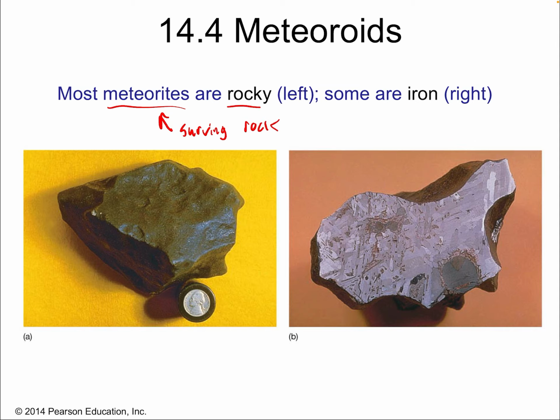So it's rocky, right? Some are more metallic. So they don't have to be rocky, but the point is that there's a surviving chunk. You're never going to find a meteorite that's icy, because even if it didn't burn up in the atmosphere, it would melt, even if there was a chunk of ice that made it to the ground. All right, so here's an example of rocky and metallic meteorites.